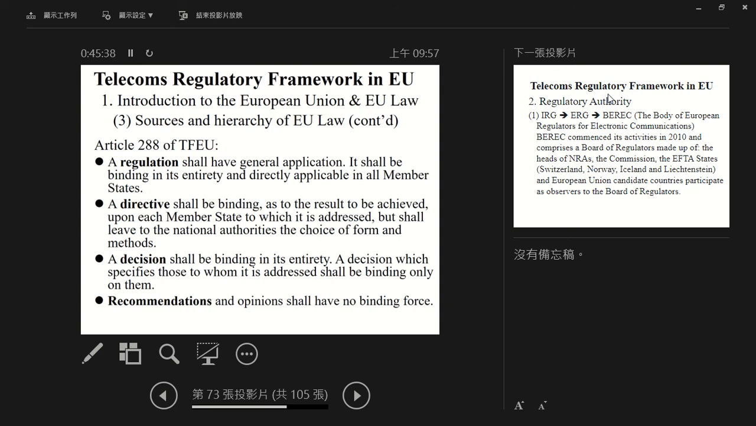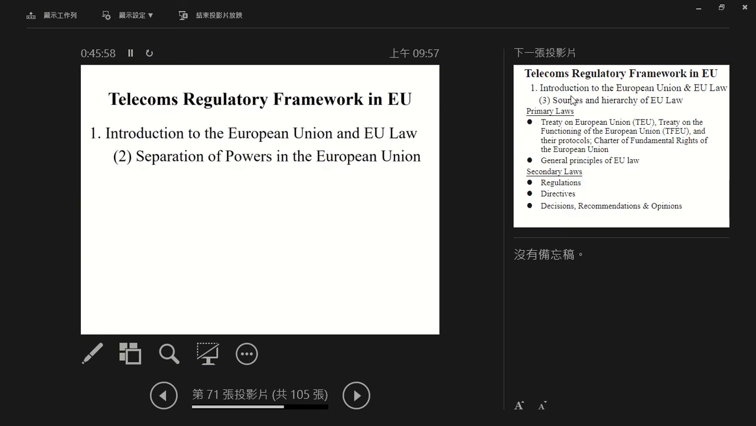So these are the secondary legislation of the European Union. And then we go back to this part. Then we are going to talk about separation of powers in the European Union. Can anyone give me some idea of what the separation of powers is, for example, in a country?